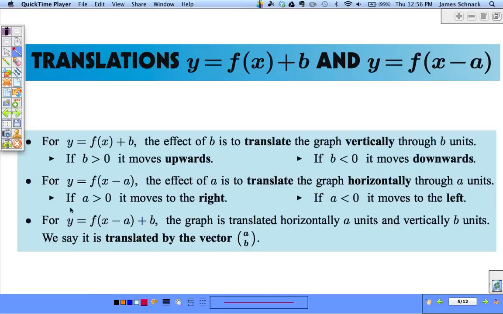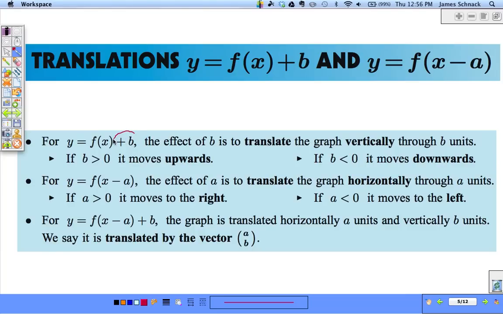Our first transformation we're going to look at is the translation, the slide. The shape of this graph doesn't change. All we're doing is moving everything. So there's two types of translations, vertical and horizontal.